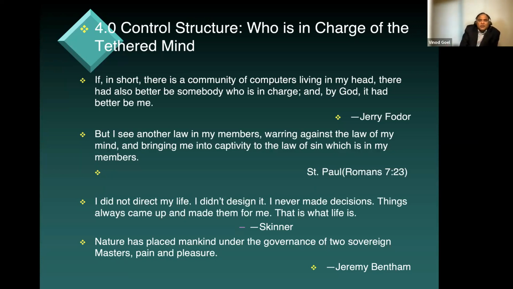This is the first one, Jerry Fodor. If, in short, there's a community of computers living in my head, there had also better be somebody who's in charge, and by God, it had better be me, right? This is the executive function idea. I'm rejecting that. I'm going with the Jeremy Bentham idea. Nature has placed mankind under the governance of two sovereign masters, pain and pleasure.